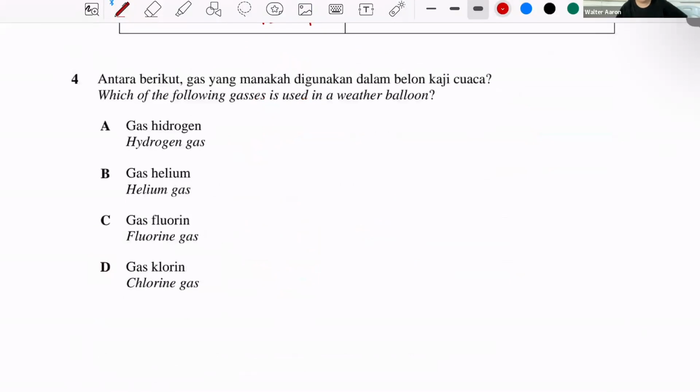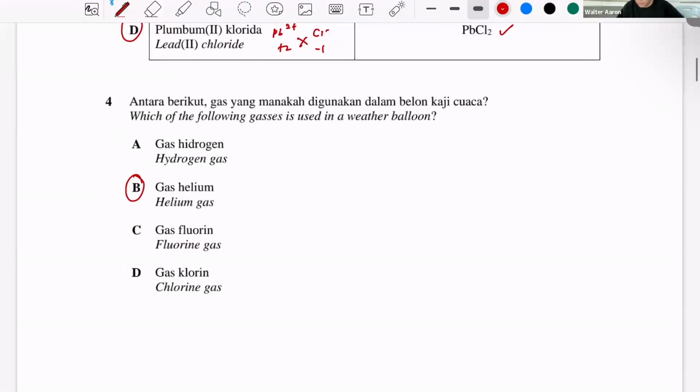For number 4, which of the following gases is used in the weather balloon? For a weather balloon we usually use helium gas because it is less dense than air, so it can float to the top. Therefore, the answer here will be helium. The rest of them are quite heavy, so they are not suitable for floating in air. Therefore, they cannot be used as a weather balloon.